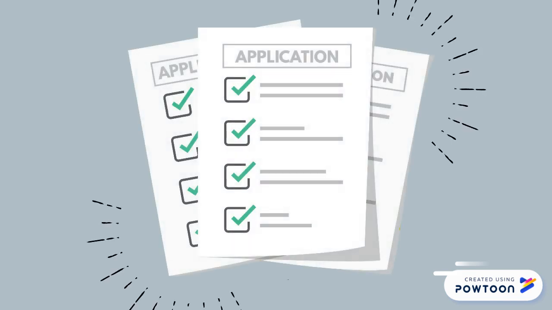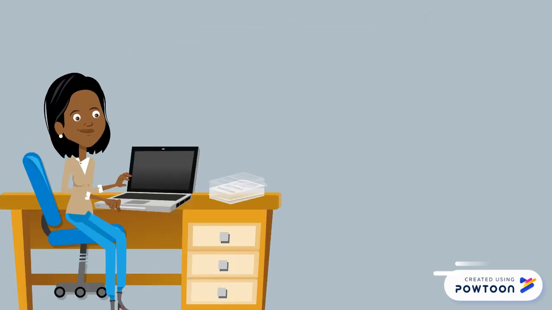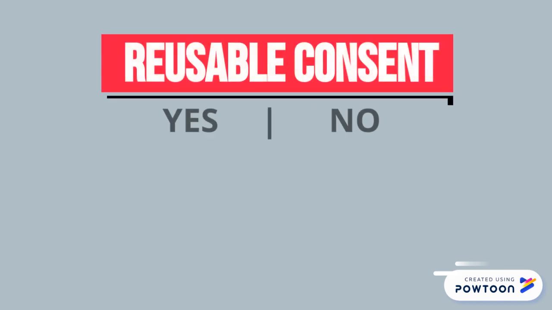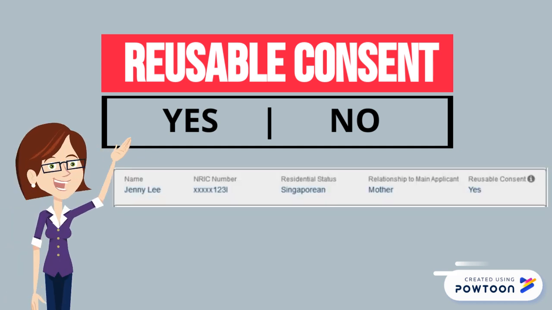For different home access applications, processing agencies have to configure the household member's consent inputs differently when transferring information from the hard copy form to the online form. This depends on their reusable consent status. If a family member's reusable consent status is yes, no admin input is required.